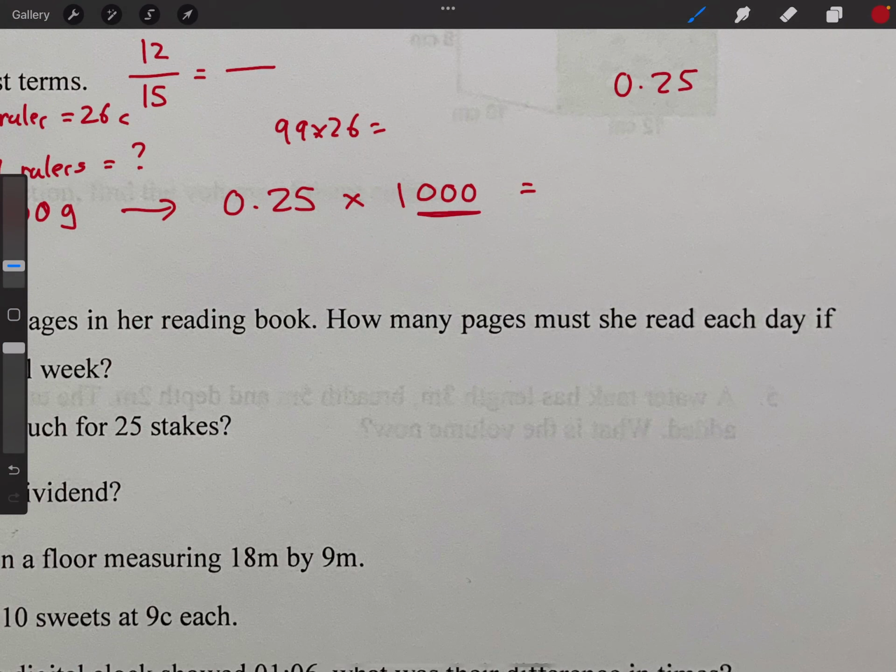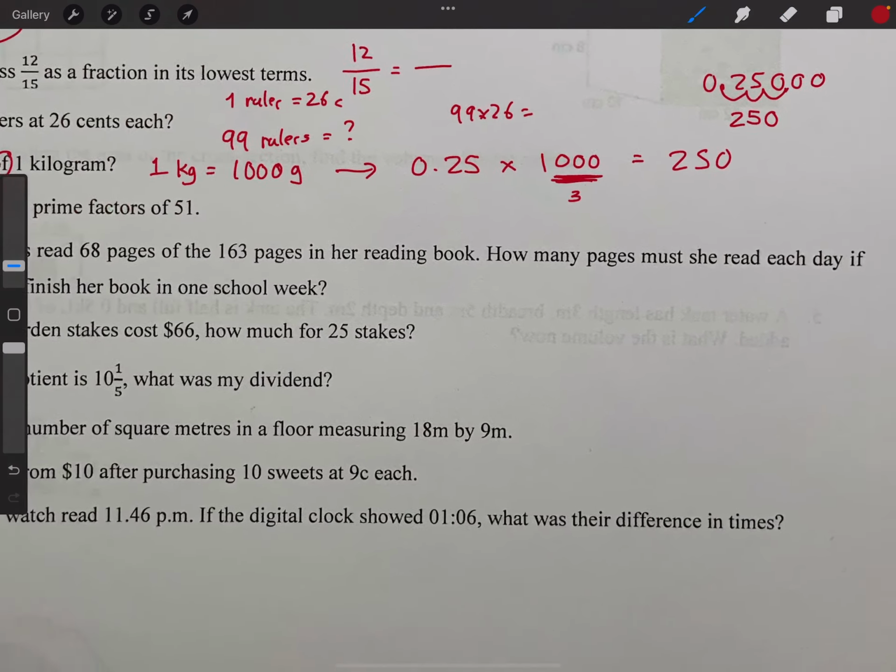So what happens when you multiply 0.25 times 1,000? 1,000 has how many zeros? 3 zeros. So that means we're going to move the decimal place to the right 3 times. I'm going to put in a couple of zeros here to see where the decimal place will land. So it'll be 1, 2, 3. So the answer is 250. There's a decimal place there, which means it's 250. Gave you the answer for that one for free.